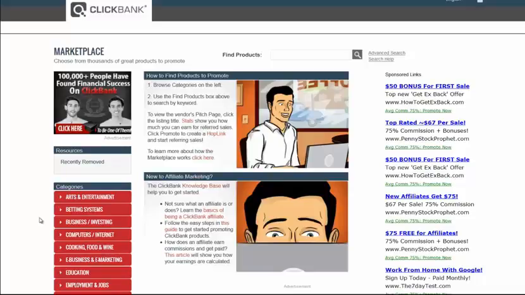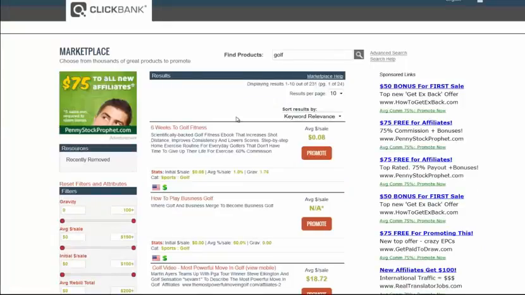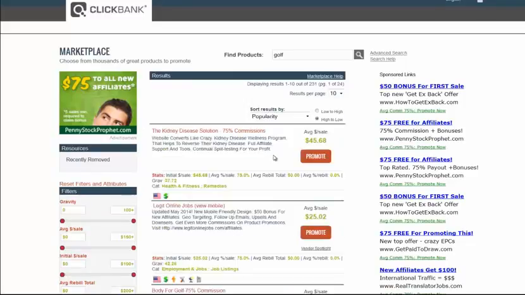Okay, now if you already have something in particular in mind, you can just come up here to find products, and for example, you can just type in golf right there into the search bar, and then you're going to find a whole load of products related to the word golf.